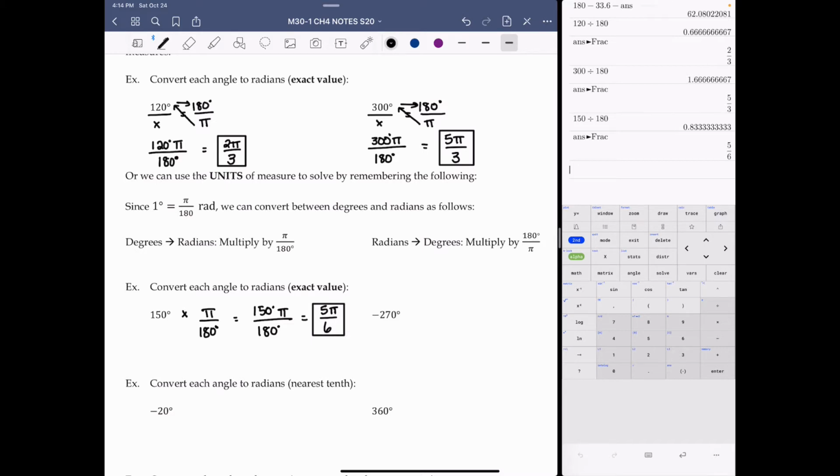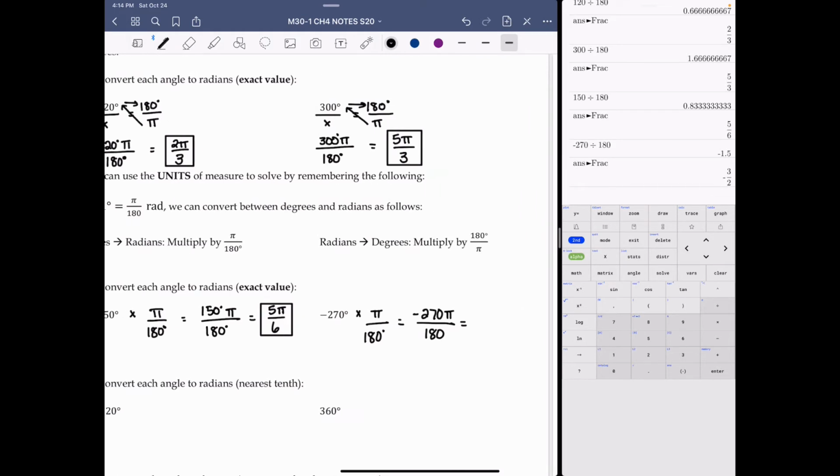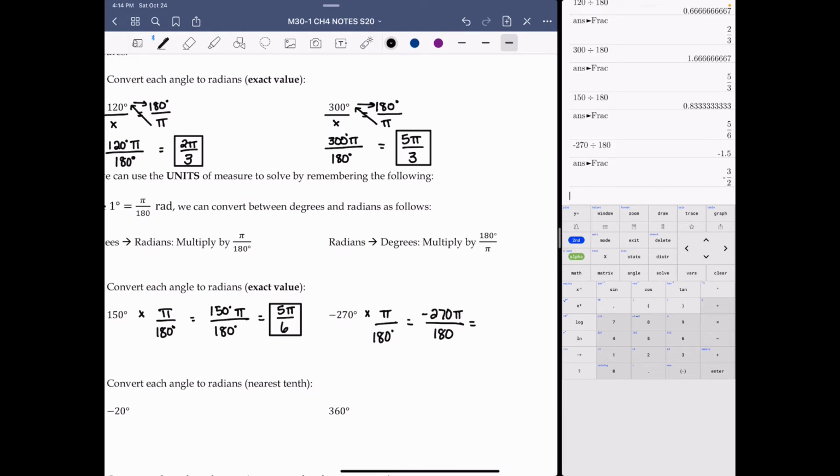Negative 270 degrees, going from degrees to radians again, multiply by pi over 180 degrees. We get negative 270 pi over 180. Negative 270 divided by 180, we get negative 3 over 2. So negative 270 degrees is equal to negative 3 pi over 2 radians.